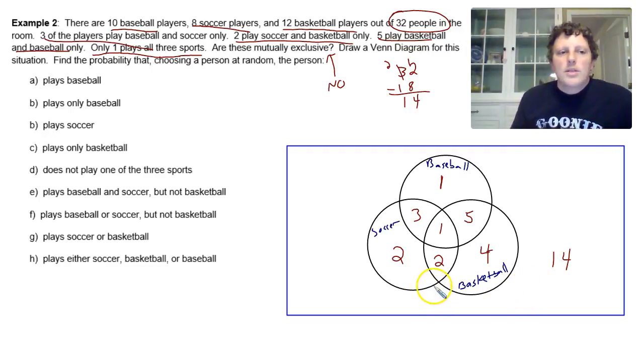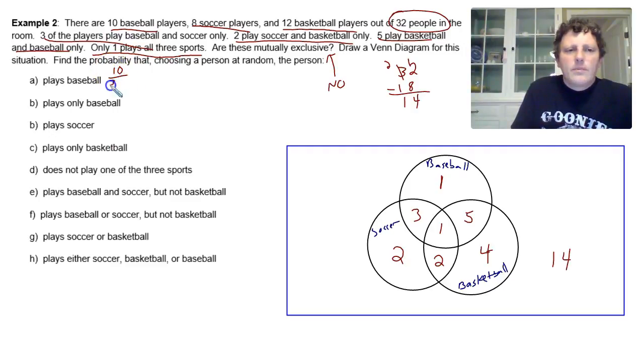All right. So back to our questions. What's the probability that someone plays baseball? Well, playing baseball would include people who play any of the other sports because it doesn't say just baseball or baseball only. It just says play baseball. So that'd be the 1 plus the 3, 4, 5, 10, which we already knew that there were 10. So that's going to be 10 out of the 32, which is going to reduce to 5 out of 16.